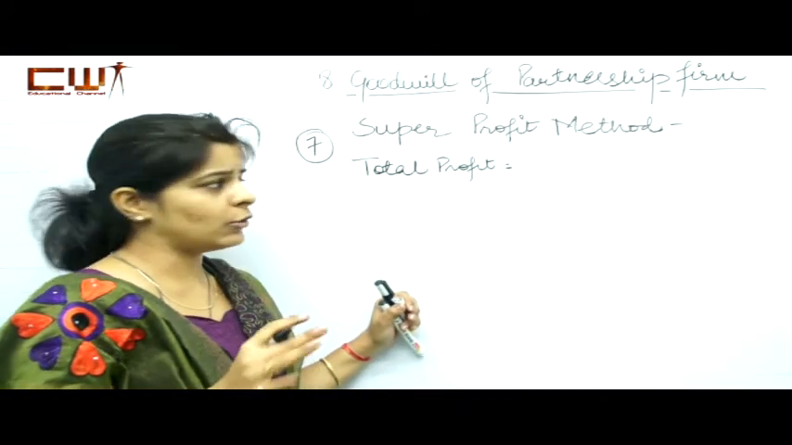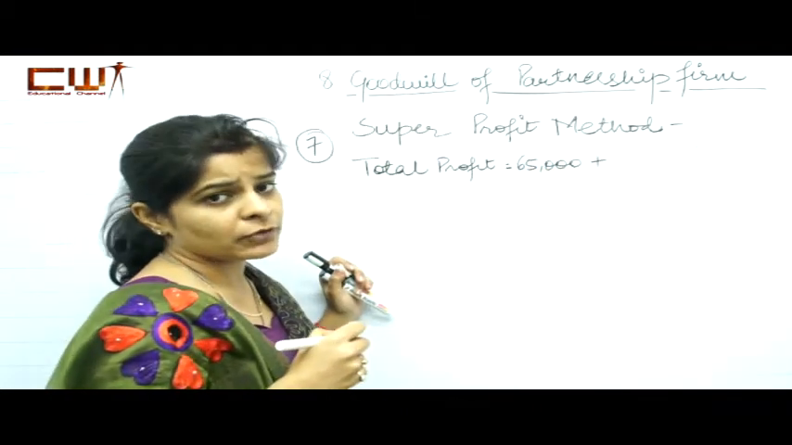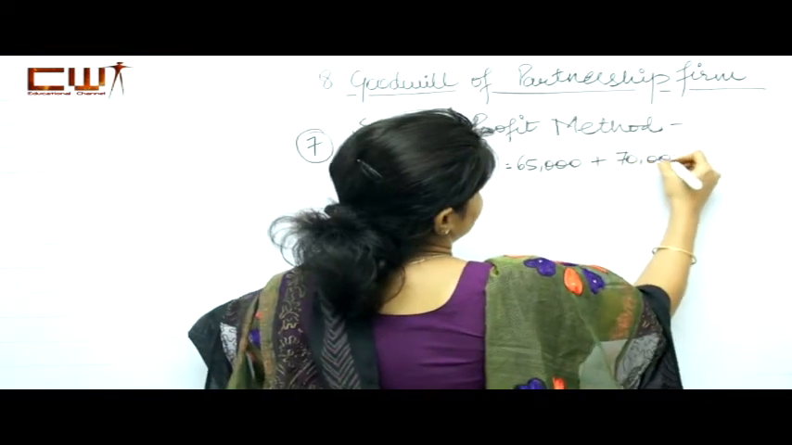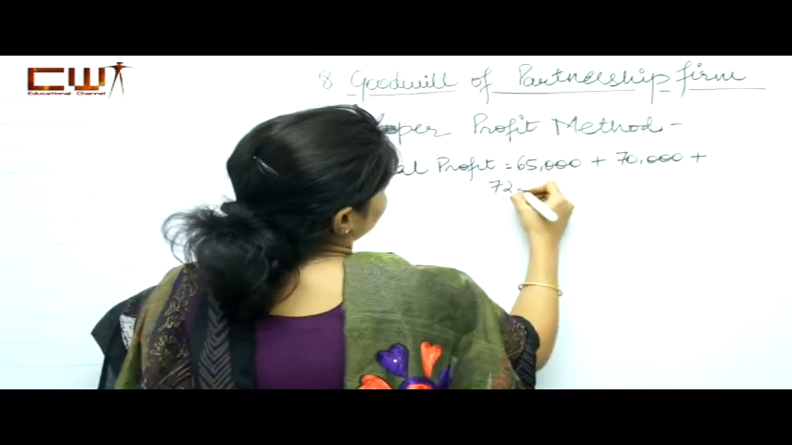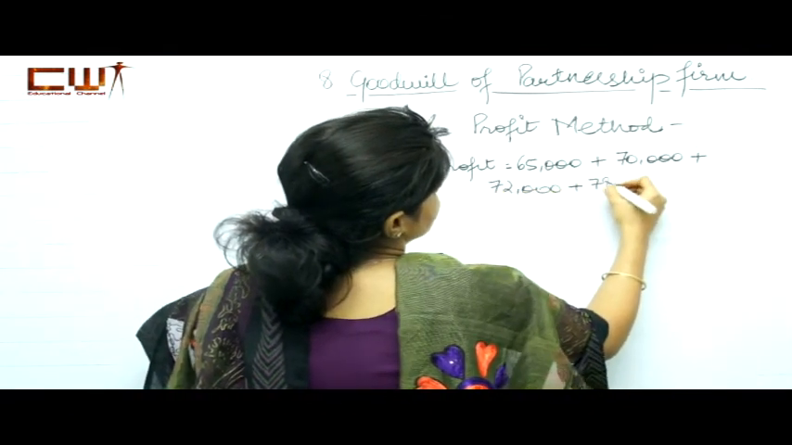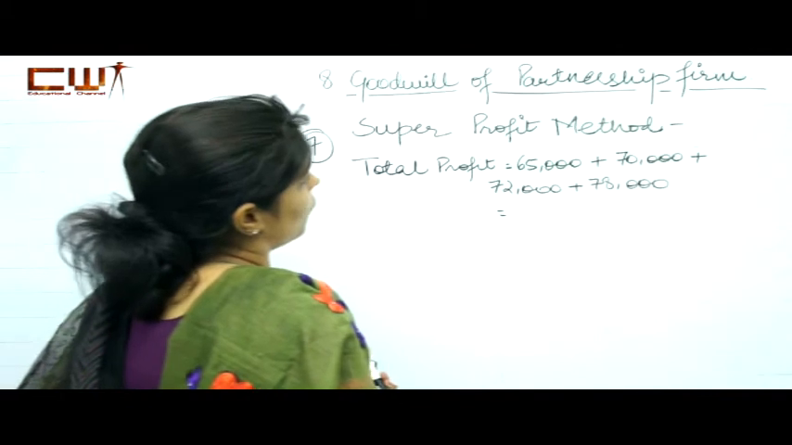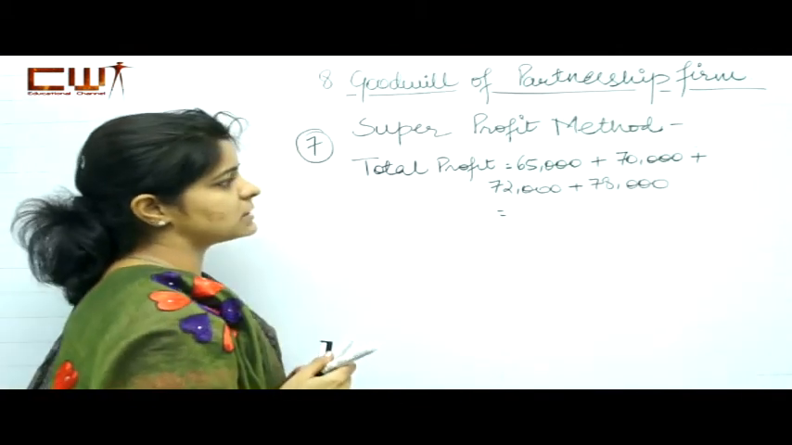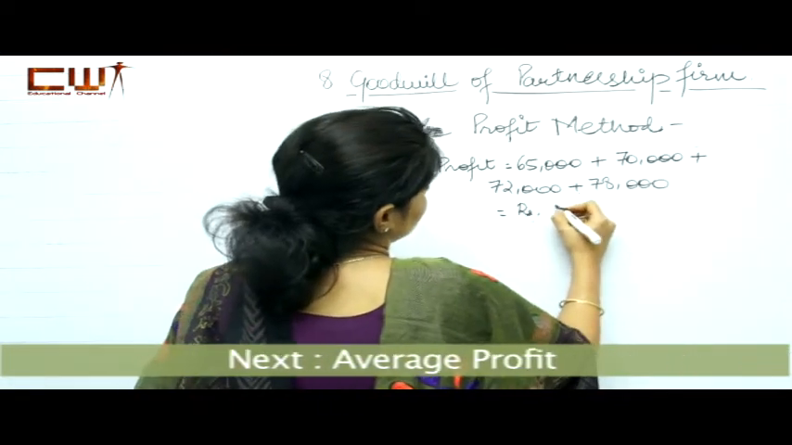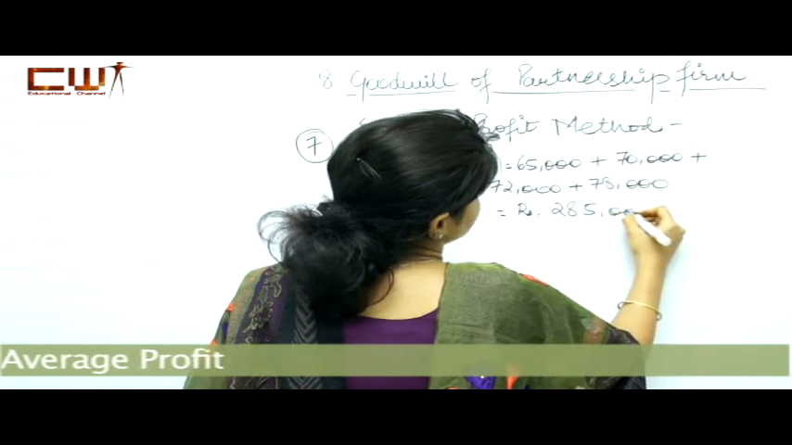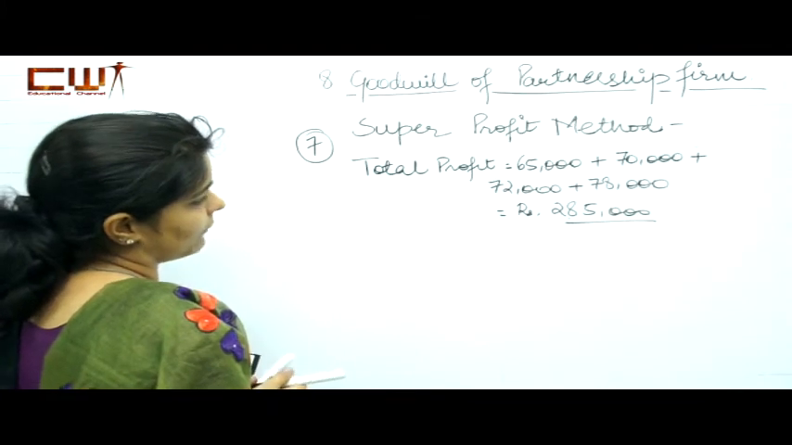There is absolutely no loss. Profit for the first year 65,000. Profit for the second year is 70,000. Again there is a profit, that is 72,000. And for the fourth year also there is a profit of 78,000. So you have been given profits for the 4 years. There is no loss. So you can see I have put up all the plus signs. Now when you add it up you will get 2,85,000. This is what you get up as the total profit of the firm, 2,85,000.